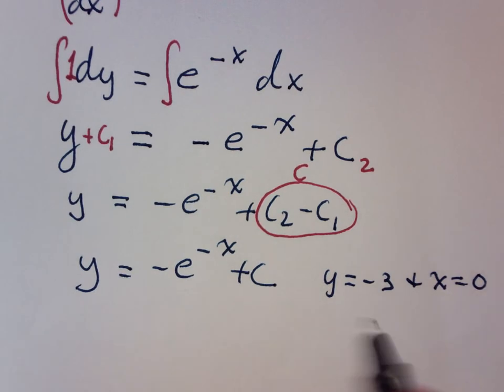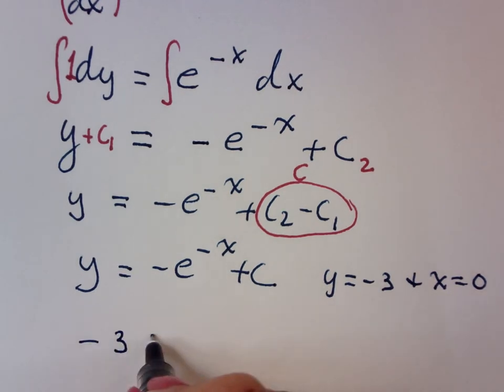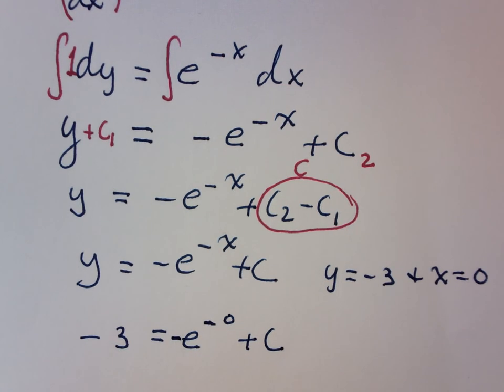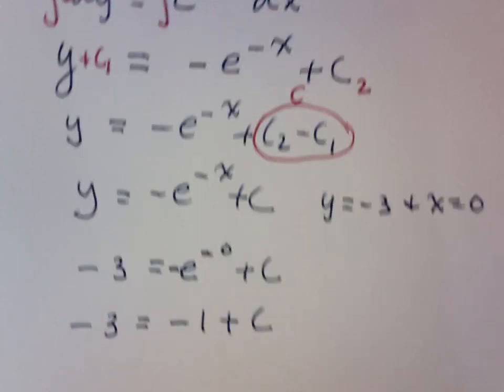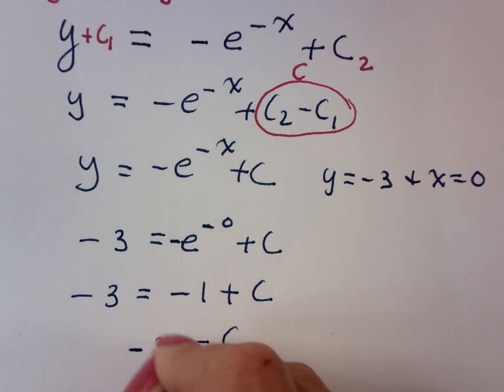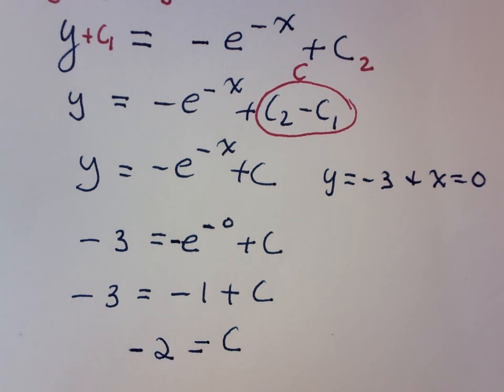So that says y is negative 3 equals negative e to the minus 0 plus c. Negative 3 equals, well, e to the minus 0 is just e to the 0, or 1, so it's minus 1 plus c. Or c, adding 1 to both sides, is negative 2. So my answer is y equals negative e to the negative x minus 2.